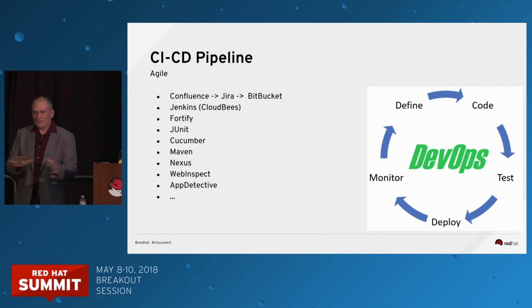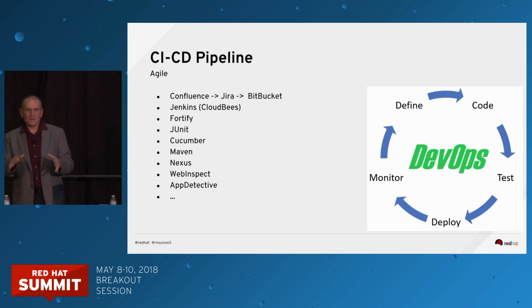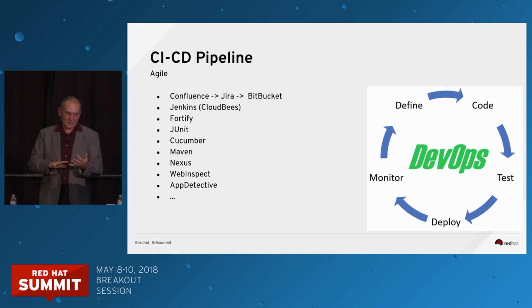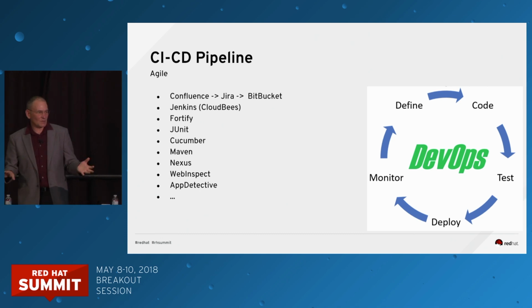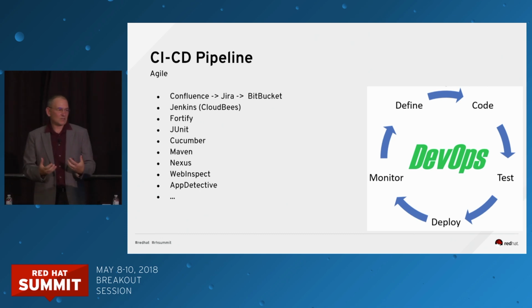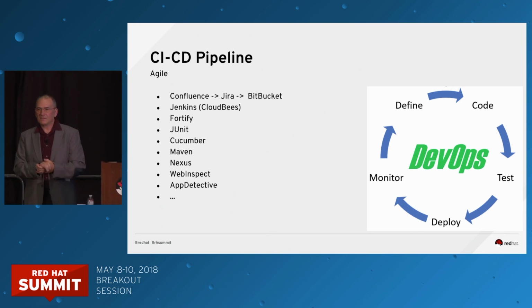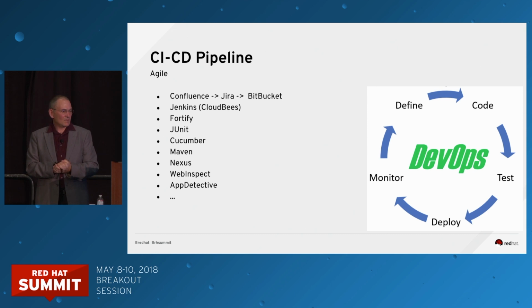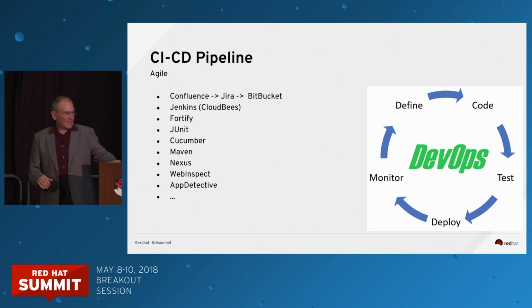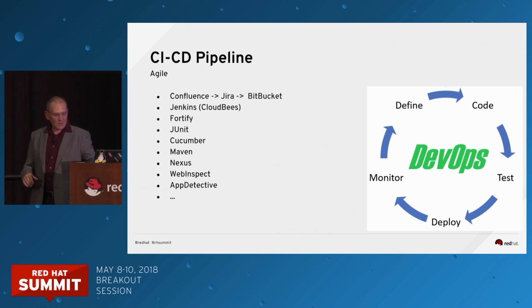A lot of people leave those tools out. Very, very important. If you don't have a place to track what you're going to do, figure out the next best thing to work on, and really share information, it's really important to have these systems in place. Also using Jenkins, the CloudBees flavor of Jenkins. And we've got Fortify and JUnit and Cucumber.